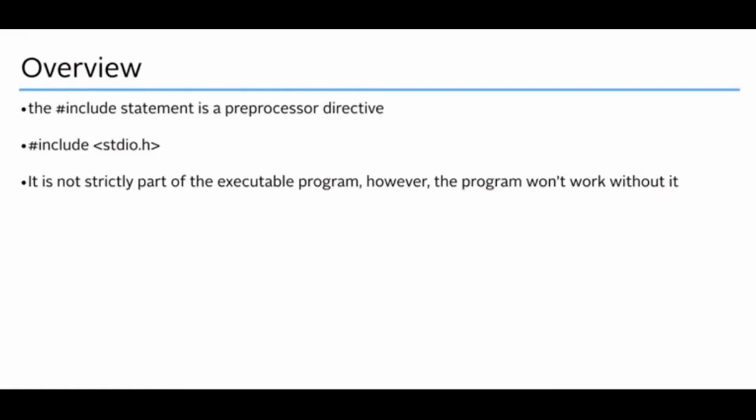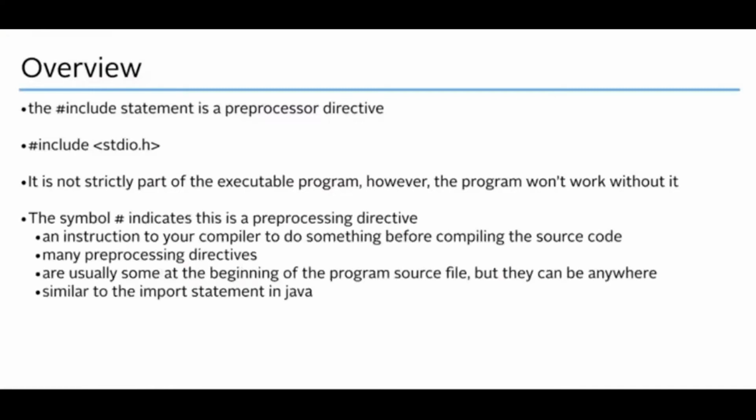We know it's a preprocessor directive. It does not really do much as far as how the program works. It's just telling the compiler before it runs, hey, we are doing something here with this include. So if you don't have it there, the compiler is going to complain and throw errors. So you need it. The pound symbol indicates that it is a preprocessing directive.